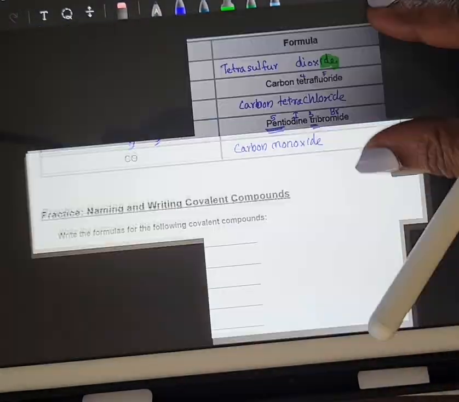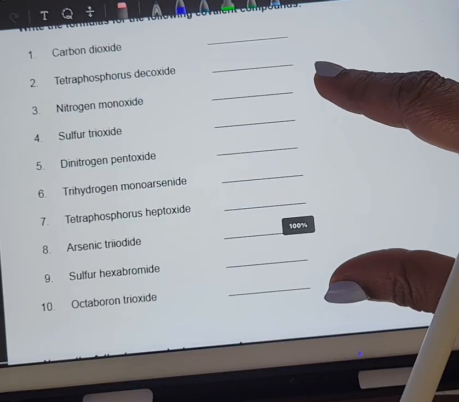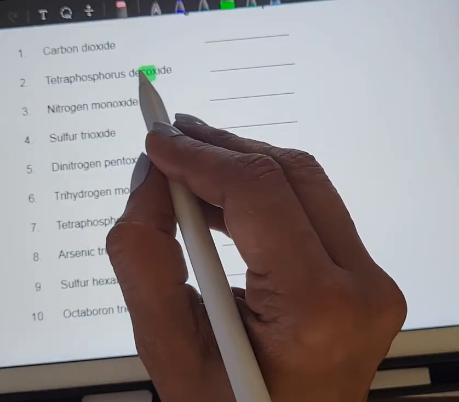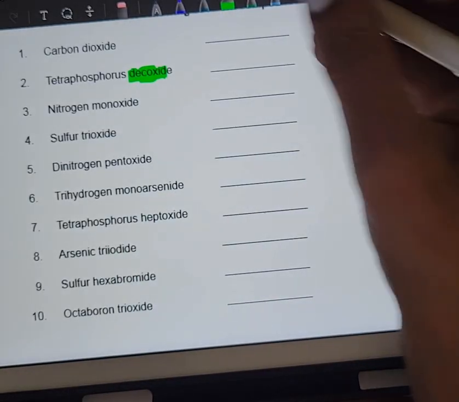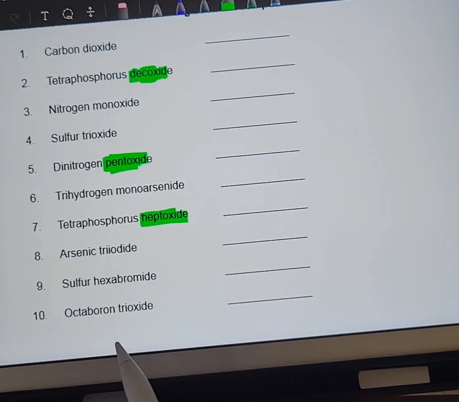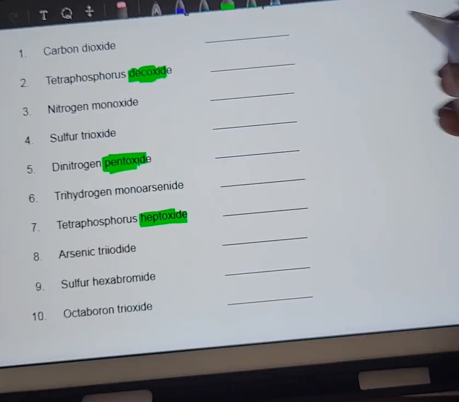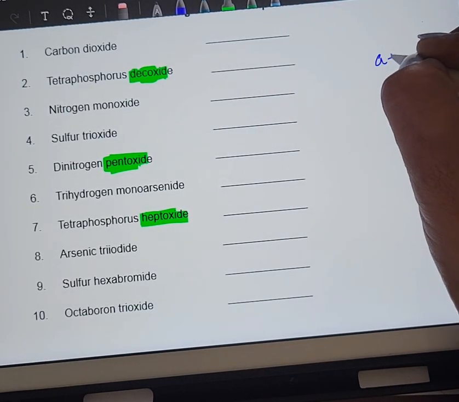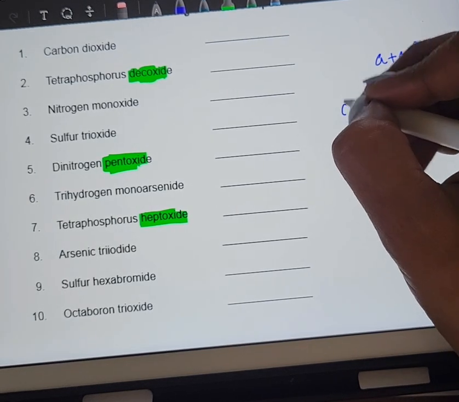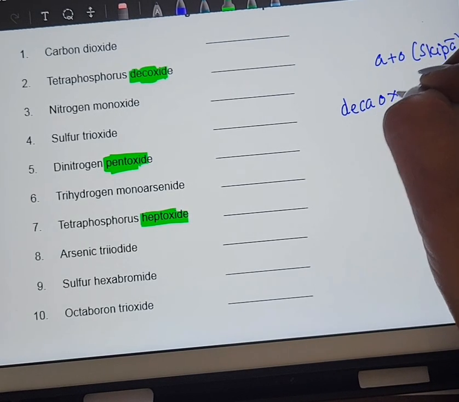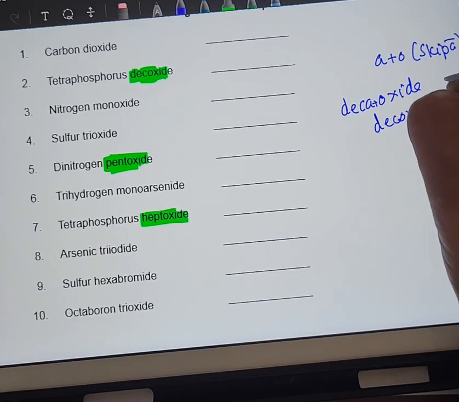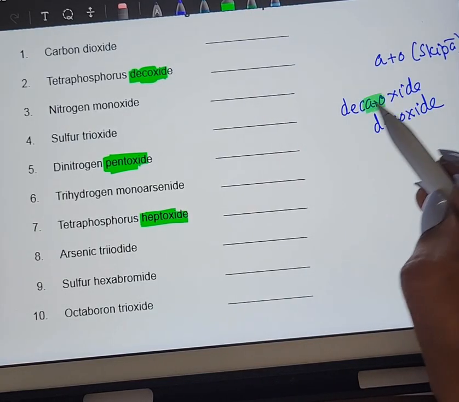Okay, that is it. Now everything is yours, okay? Go ahead and do this. Okay, so you may be confused here. Here it is decoxide, which means decaoxide. Pentoxide means pentaoxide. Heptoxide means heptaoxide, okay? So if you have A and O together, we will skip A. That is decaoxide. When you combine them, you will write decoxide. Okay. Remember that. Don't get confused.